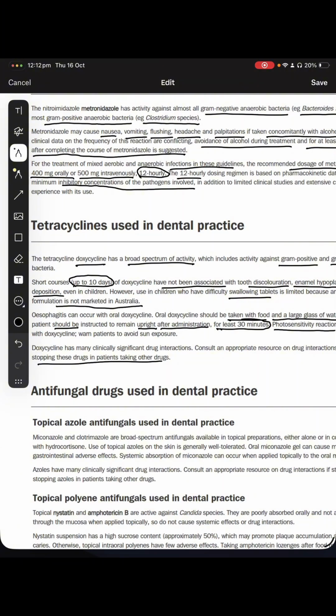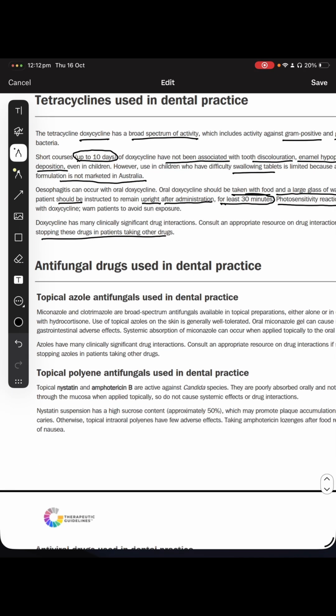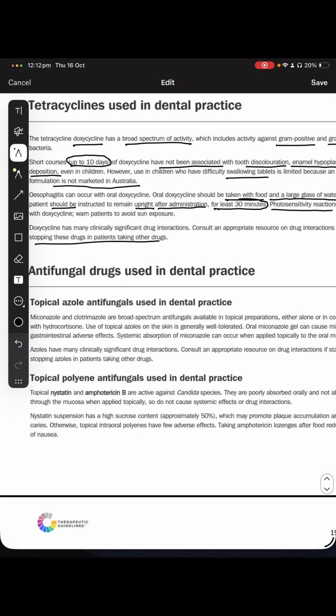So, these were antimicrobials, antibacterials, now antifungal drugs used in dental practice. Topical azole antifungals used in dental practice.